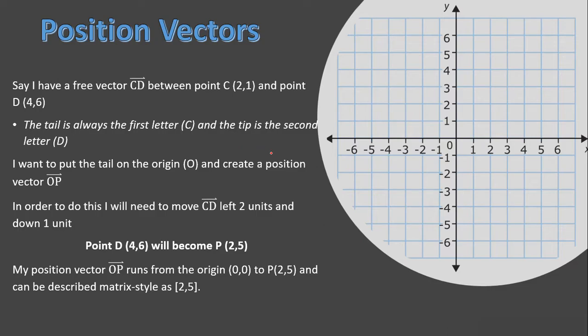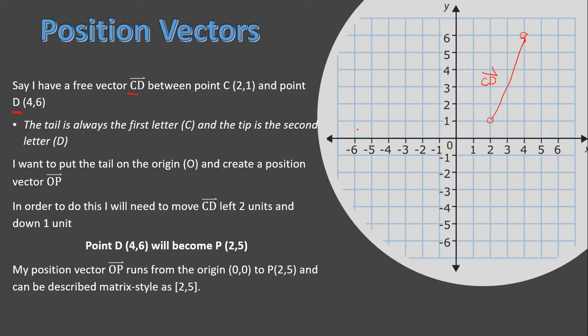Okay, so let's put another vector CD, and we're going to start it at 2, 1 here, and we're going to go to 4, 6. So 4 and then up 6 here. Okay, and it's going to be terrible because I can't draw on this thing yet. Almost made it. Okay, so here's CD. Noticing that we always start at the first letter and then we end at the second letter.